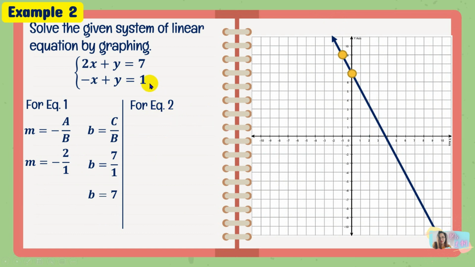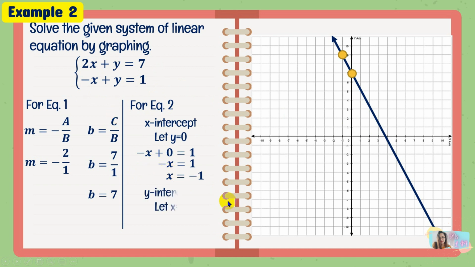For the second equation, as you can see, 1 yung ating constant and ang atin naman pong numerical coefficients of x and y ay 1 and negative 1. So, divisible po si constant. Kaya, we're going to use the x and y intercept. To find the x-intercept, we let y is equals to 0. So, magkakaroon tayo ng negative x is equals to 1. Divide both sides by negative 1. Kaya po, nagkaroon tayo ng x is equals to negative 1.